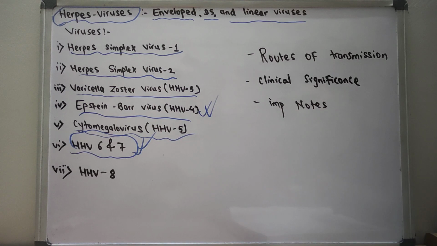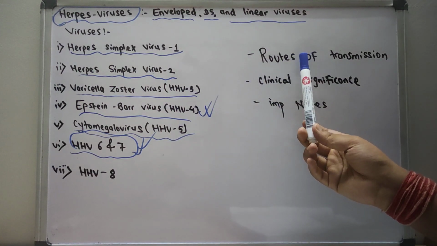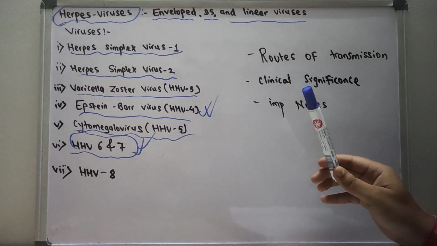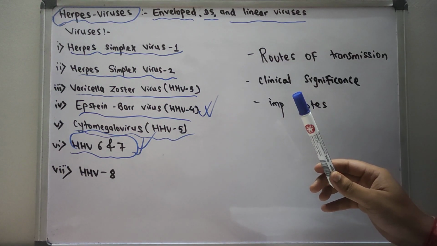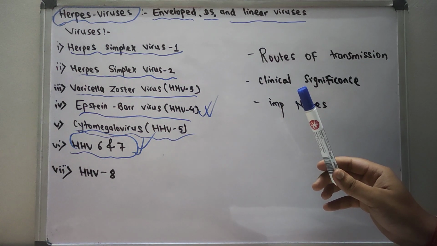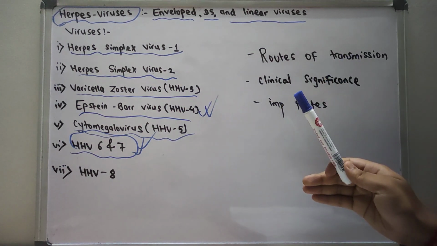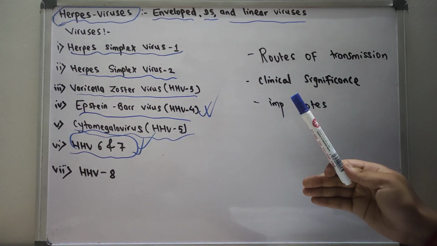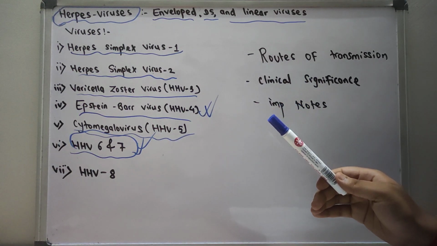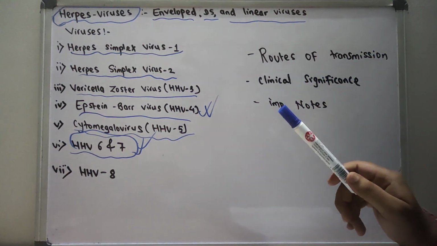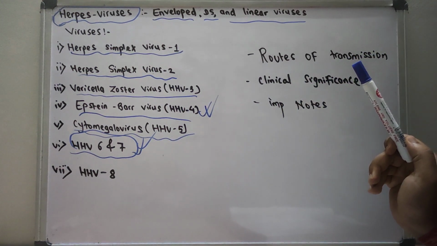Now let us talk about the human herpes virus 6 and 7. The human herpes virus 6 and 7 are transmitted through the saliva, and they cause roseola infantum, which we also call exanthem subitum. There is high fever for several days that can cause seizure, followed by a diffuse macular rash. The diffuse macular rash starts on the trunk, then spreads to the extremities.